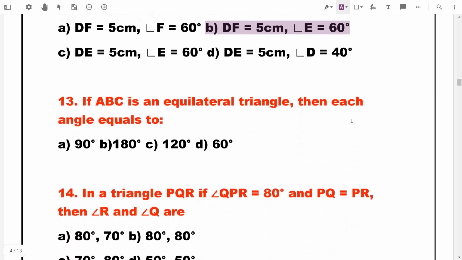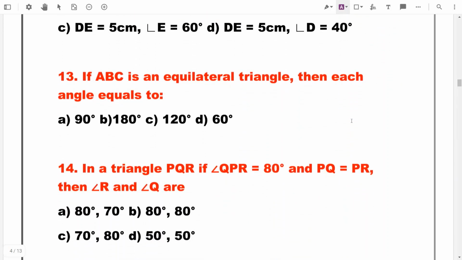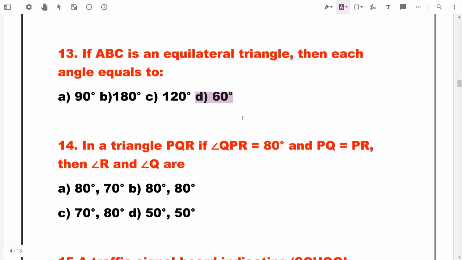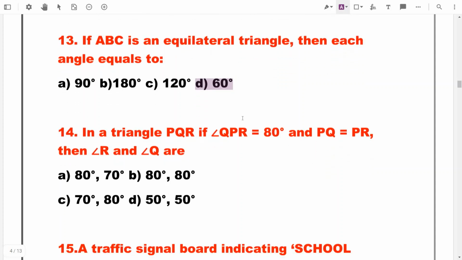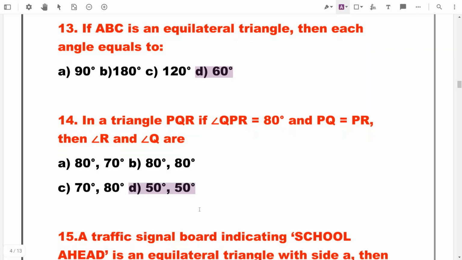13th question. If ABC is an equilateral triangle, then each angle equals to 90 degree, 180 degree, 120 degree, 60 degree. Answer 60 degree. 14th question. In a triangle PQR, if angle QPR is equal to 80 degree and PQ is equal to PR, then angle Q and angle R are 80 degree, 70 degree, 80 degree, 80 degree, 70 degree, 80 degree, 50 degree, 50 degree. Answer D. 50 degree, 50 degree.